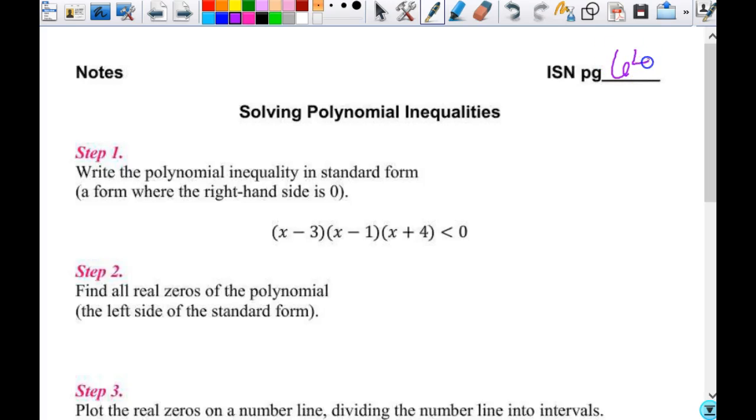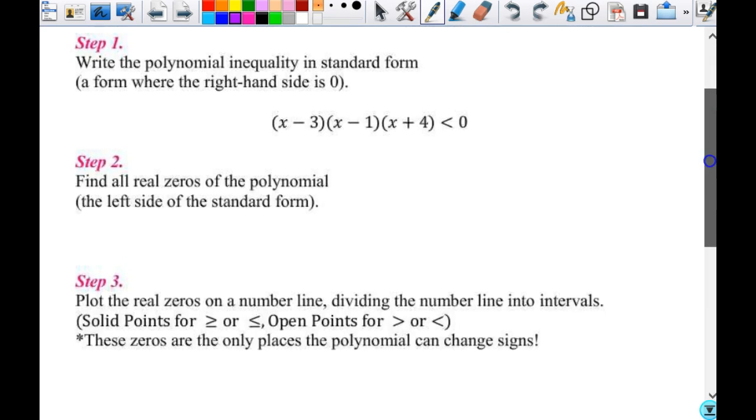It's page 64. So I put the steps on the front, but I'm also going to walk you through an example on the front and what it exactly means. And then I don't know that you necessarily always need step by step, but it's there. Okay. So step one is to write the polynomial inequality.